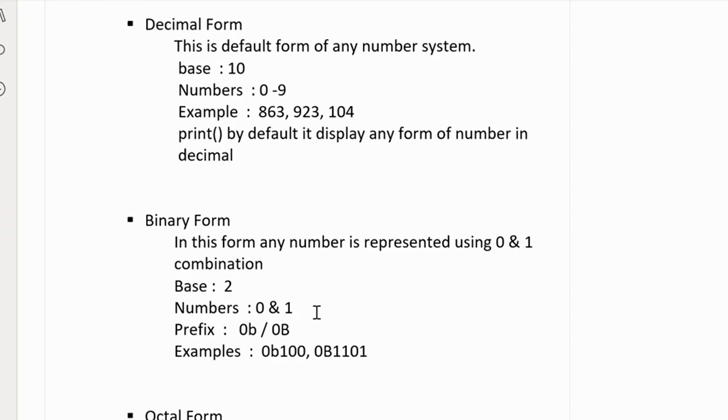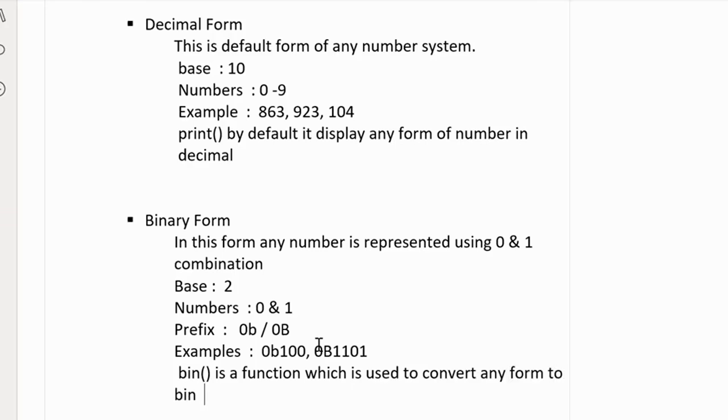Okay, 0 capital. Now in this form, this is the form we will be using. If I want to convert anything into binary form, we have a function called bin. Bin is a function which is used to convert any form to binary form.